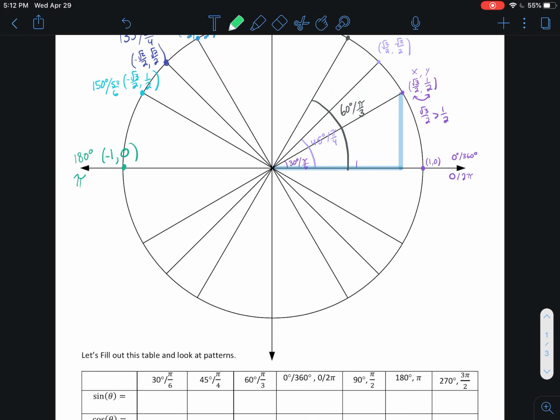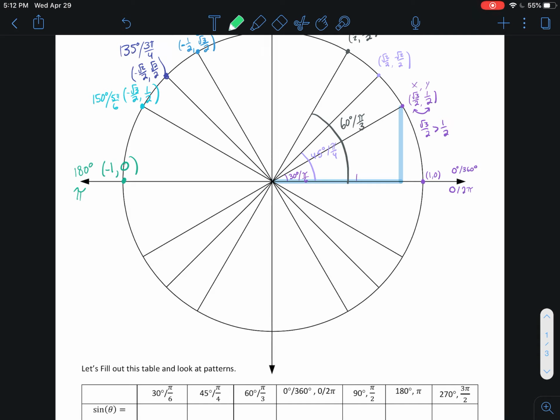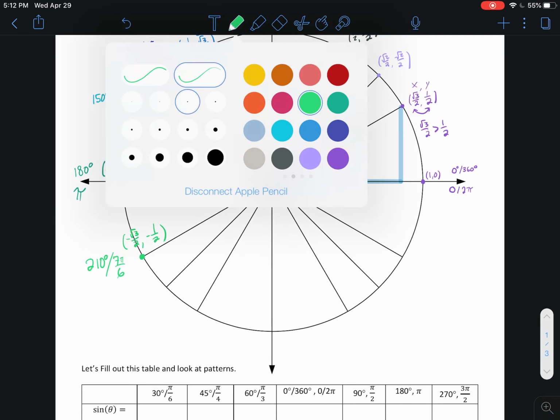After that, we're going to go 30 degrees past 180. That's going to give us 210 degrees. Okay, 210 degrees, if we're talking radians, is 7 pi over 6 radians. And then our point that exists right here is negative radical 3 over 2, comma negative 1/2. Now everything is negative because we're in the third quadrant.